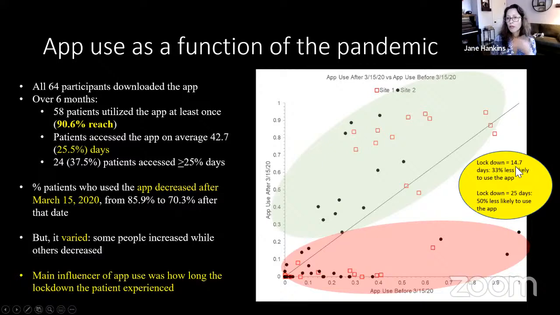So for example, if you had 14.7 days of lockdown, you were 33% less likely to use the app. Whereas if you had 25% of lockdown time, you were 50% less likely to use the app. So that clearly demonstrates that the duration of the lockdown influenced how we use the app.